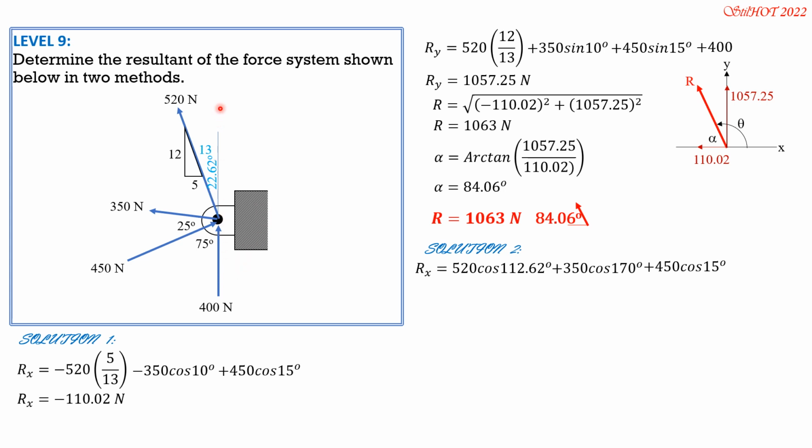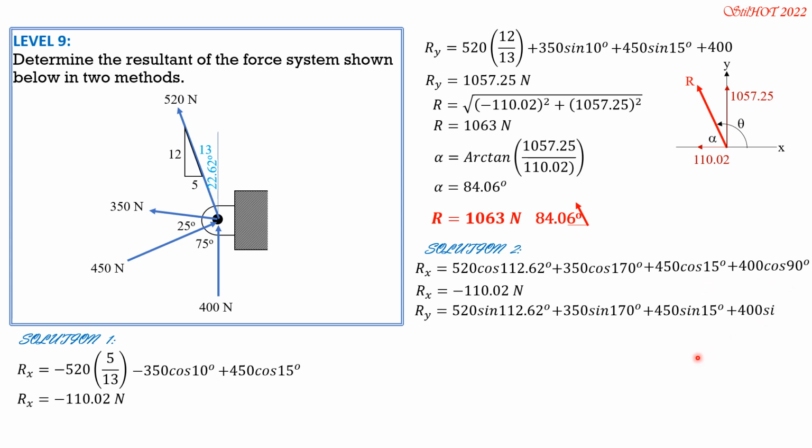And lastly, 400. The line of action of the 400 Newton force from the positive x-axis is 90, so plus 400 cosine of 90. I just put it there; cosine 90 is 0. So Rx is the same, negative 110.02. Ry, you just change all the trigonometric functions to sine. So Ry is 520 sine 112.62 plus 350 sine 170 plus 450 sine 15 degrees plus 400 sine of 90 degrees, which is 400.